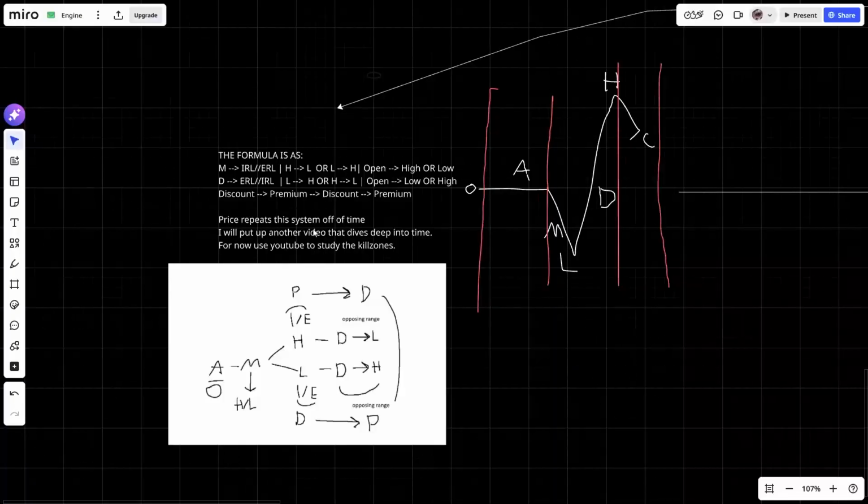Price repeats this system off of time. I'll put another YouTube video that dives into time. I'm not sure if I have a video on kill zones or times, but I'm definitely going to record a video on time cycles. There's a whole study that can be done on that. There's a whole new way you can understand that.